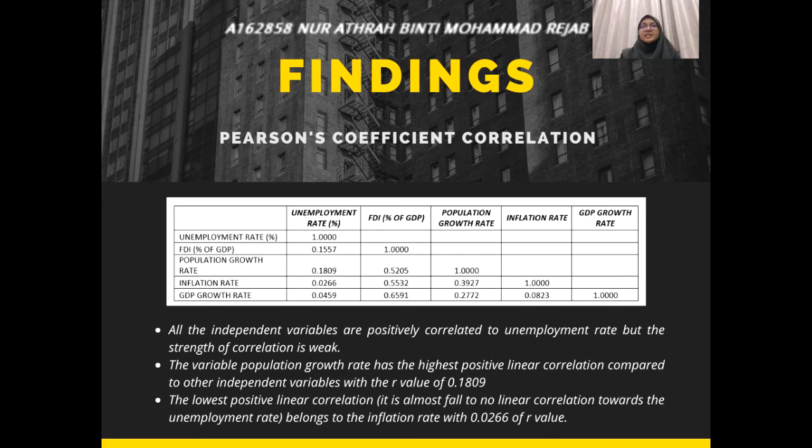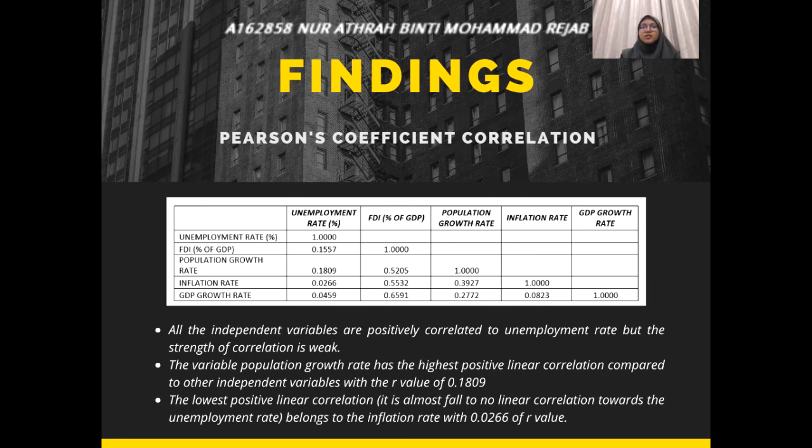From the result, we can see that all the independent variables are positively correlated to unemployment rate. However, the strength of correlation cannot be concluded as strong positive correlation, since all of them range between 0.0266 to 0.1809. This means that there is a positive relationship between the independent variables and the dependent variable, but the degree of strength is low or can be considered weak.